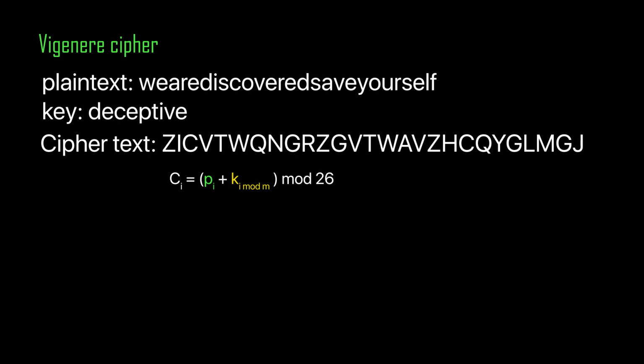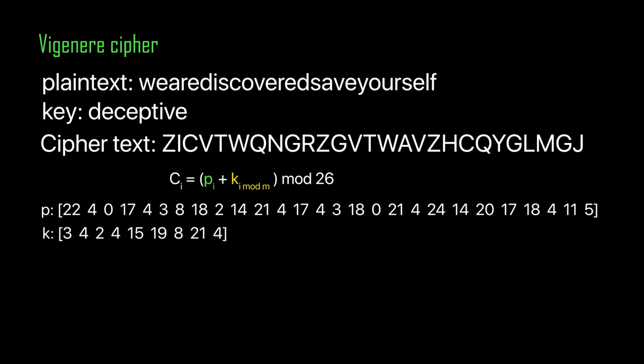To perform the encryption, we need to convert all the letters in the key and plaintext to numbers in the range 0 to 25, respectively. These are the numbers you should get for your plaintext and your key. Let's perform the encryption. Each letter in the key is paired with a number in the plaintext. When the end of the key is reached, we circle back to the beginning as previously mentioned.